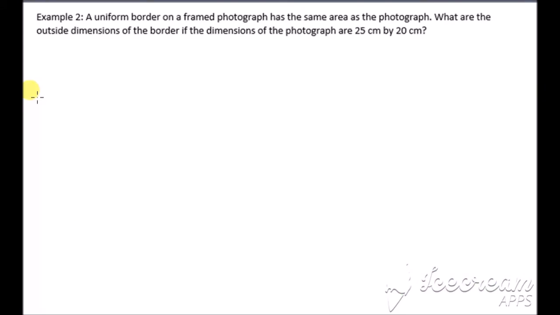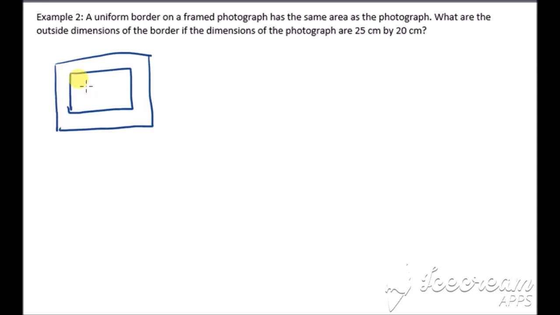Okay, example 2. A uniform border on a framed photograph has the same area as the photograph. So we're going to have a photograph, and there's going to be a border. Very similar to like that matte frame. Okay, and the area of the photograph is going to actually equal the area of the border. What are the outside dimensions of the border if the dimensions of the photograph are 25 by 20? Okay, so let's go 25 by 20.